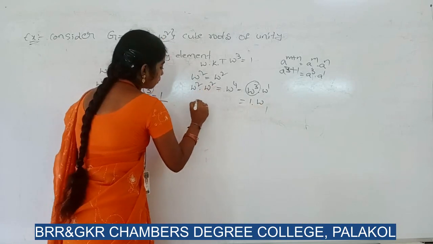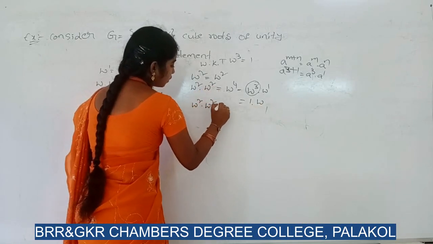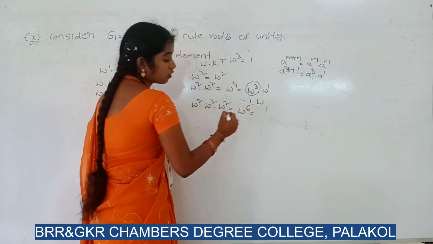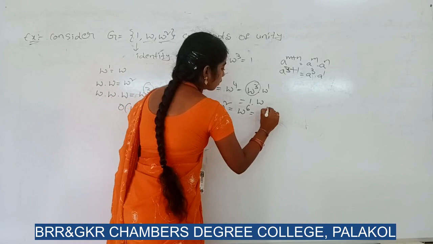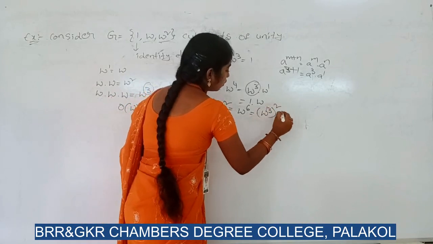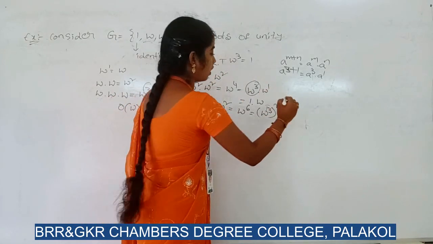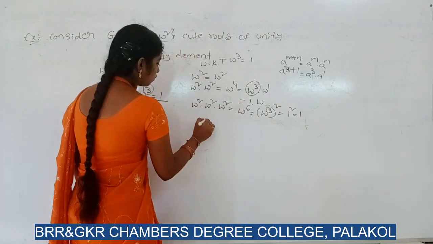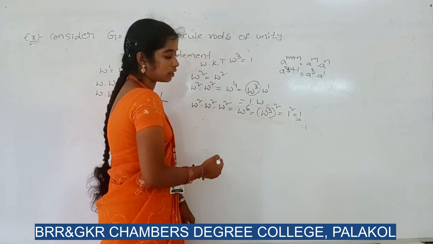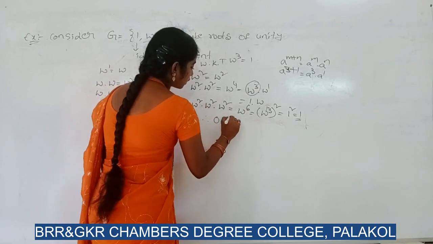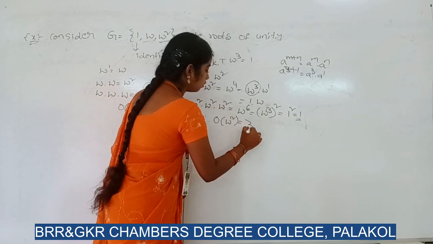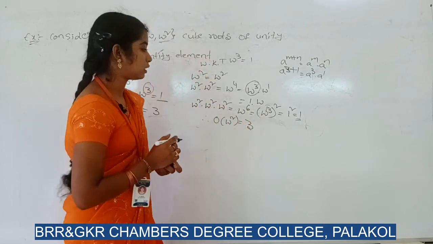Next, one more multiplication: omega square into omega square into omega square. The total value is omega power 6, which can be written as (omega cube) whole square. Omega cube value is 1, and 1 square value is 1. Therefore, we get 1, the identity element. So multiply 3 times, and the order of omega square equal to 3.